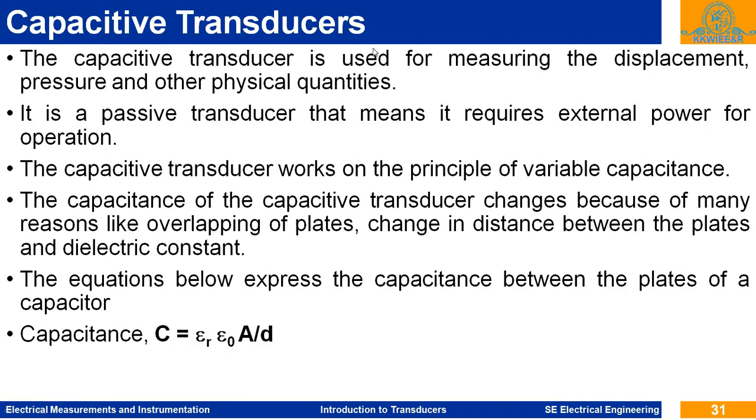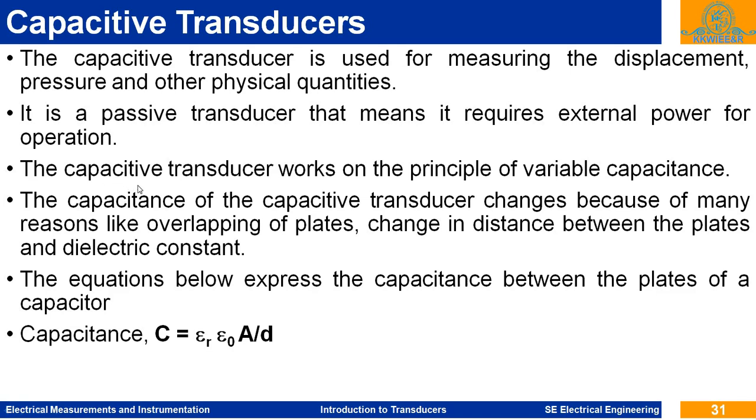Next is a capacitive transducer. The capacitive transducer is used for measuring displacement, pressure and other physical quantities. As we discussed the resistive transducer and inductive transducers, from that I think you will get the idea of what a capacitive transducer is and how it works. It is a passive transducer, that means it requires external power for operation. So here we measure the change in the capacitance.